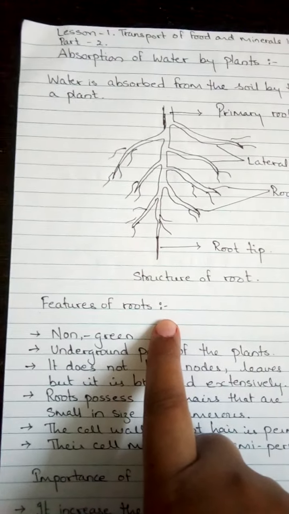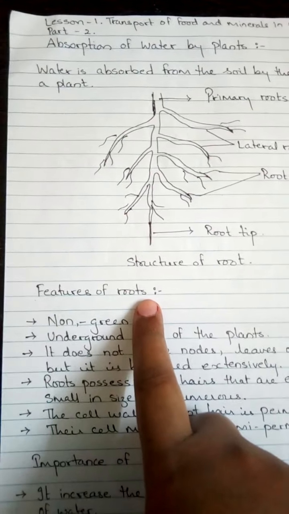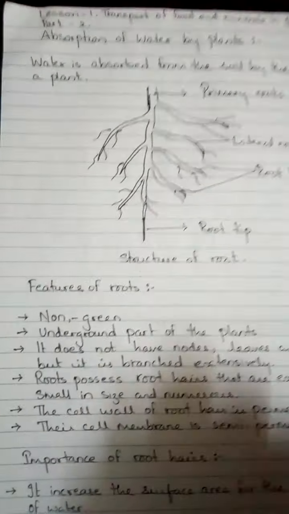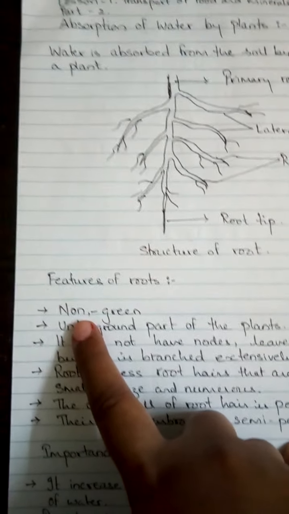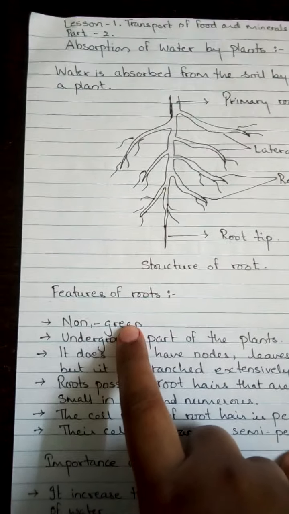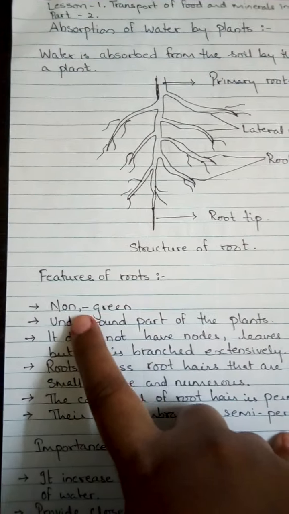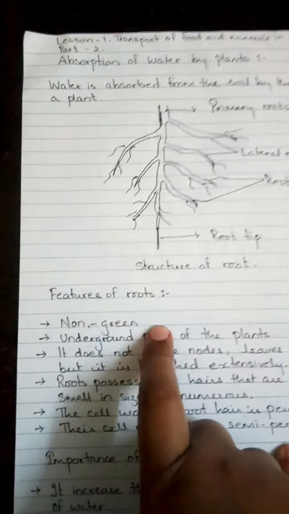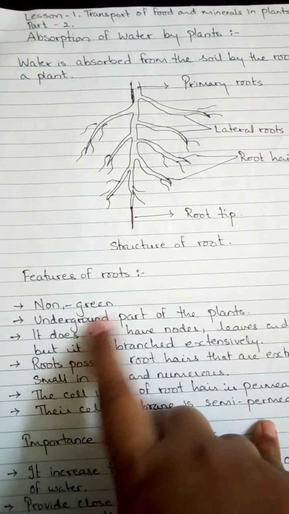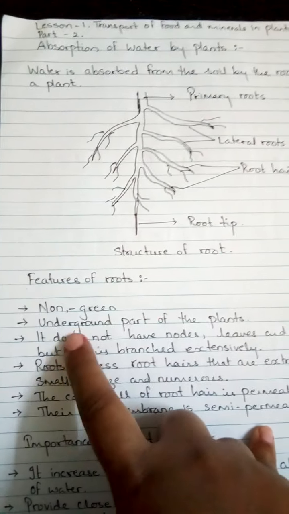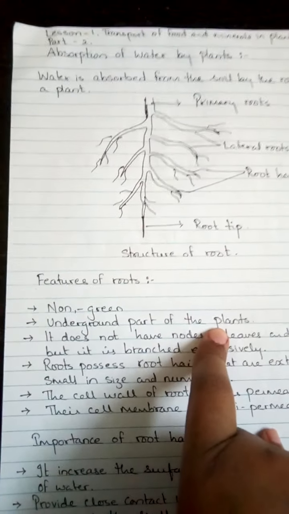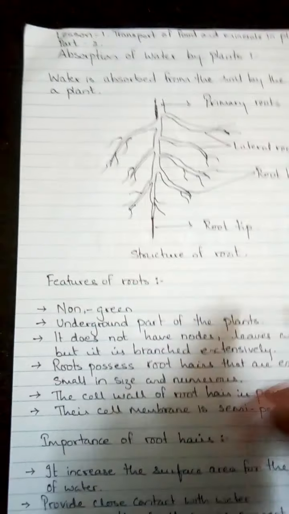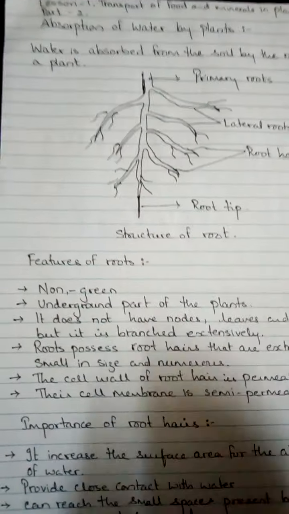You have seen roots. If not, you can just pluck a weed out from the garden and you can see the roots. They are non-green. We have seen roots, those are non-green in color. Next, they are most probably white. They are the underground part of the plants. We know where the roots are present. They are under the ground, they are not above the ground.